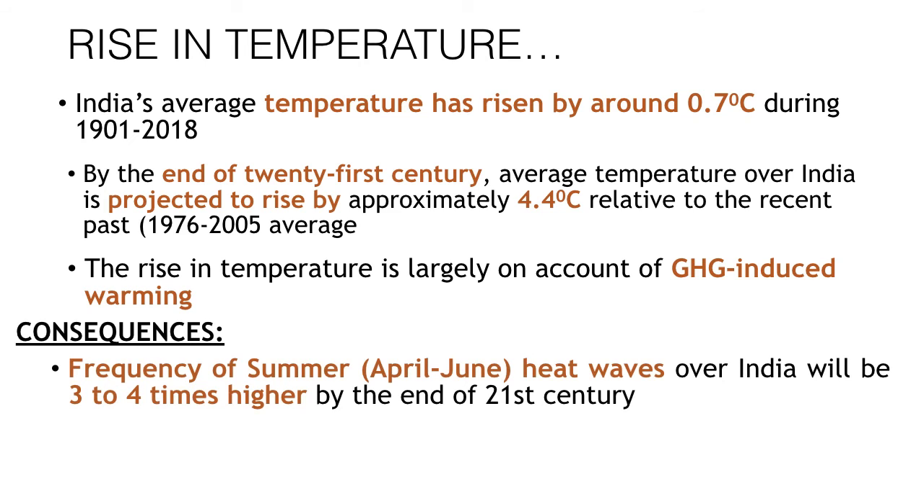What are the consequences? Summer heat waves would occur 3 to 4 times more frequently by 2100. This should also alter the monsoon patterns, the intensity and onset timing of the monsoon, as well as bring a higher frequency and intensity of droughts. We'll also see more closely what happens to the rainfall pattern in the next slide.